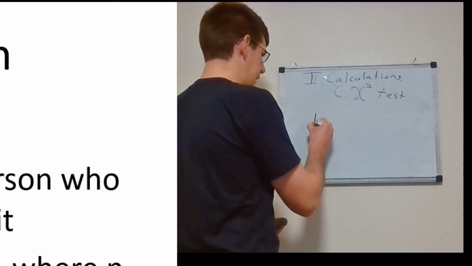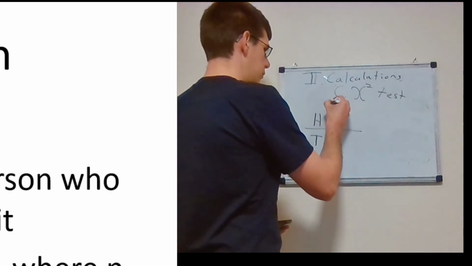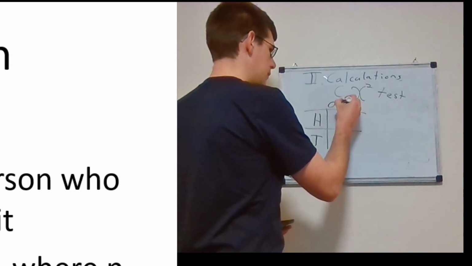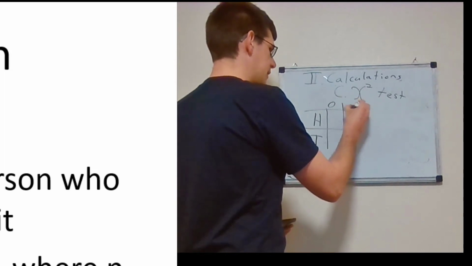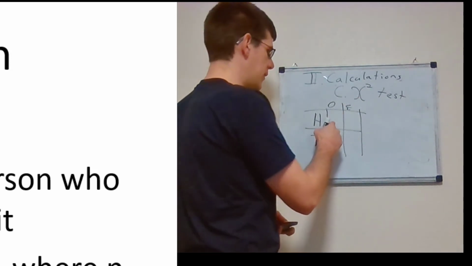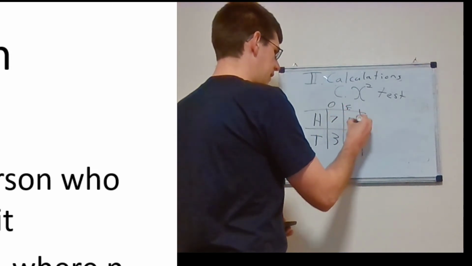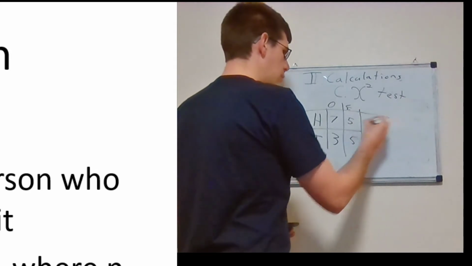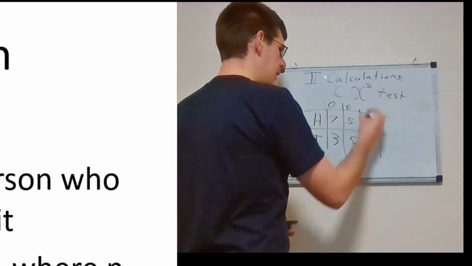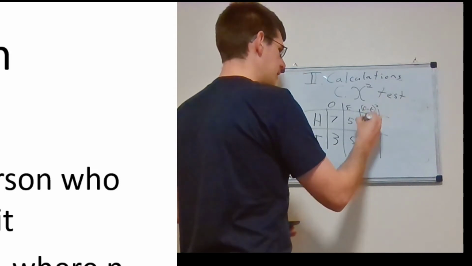Let's see, you have your heads and your tails, your observed, and your expected. So your observed number of heads would go here. Let's say you got 7 heads, which means 3 tails. Your expected is 5 and 5. We're then going to take that one step further, and your observed minus expected, we're going to square that.